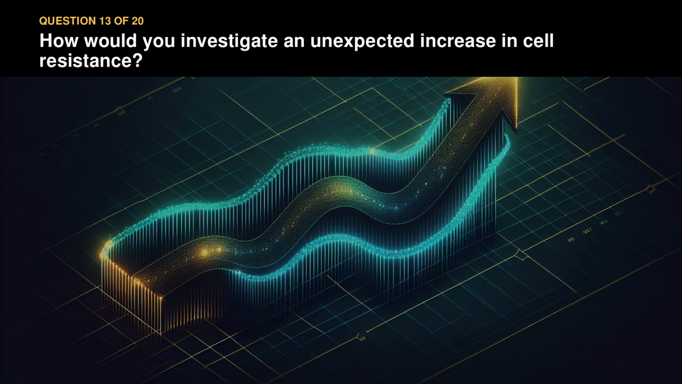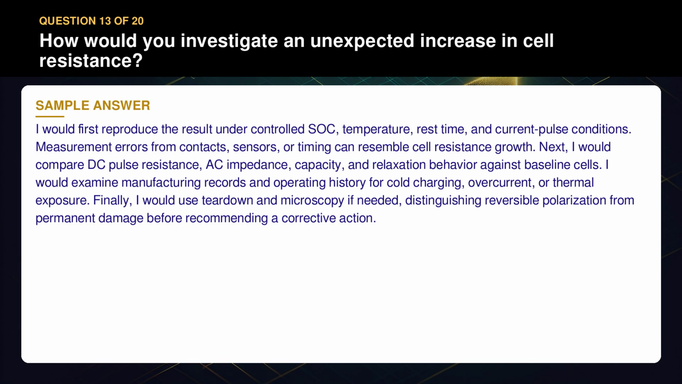Question 13. How would you investigate an unexpected increase in cell resistance? I would first reproduce the result under controlled SOC, temperature, rest time, and current pulse conditions. Measurement errors from contacts, sensors, or timing can resemble cell resistance growth. Next, I would compare DC pulse resistance, AC impedance, capacity, and relaxation behavior against baseline cells.